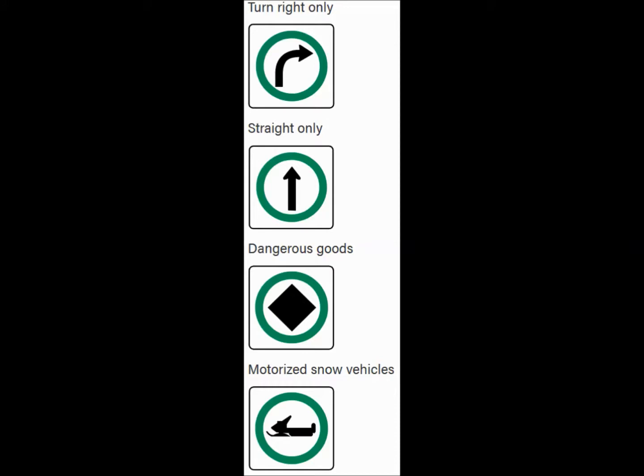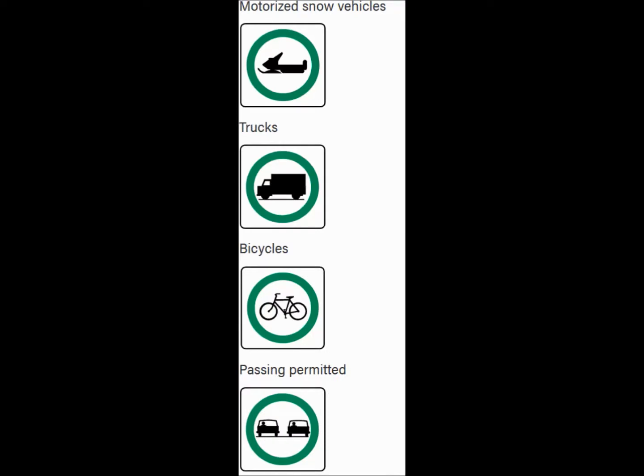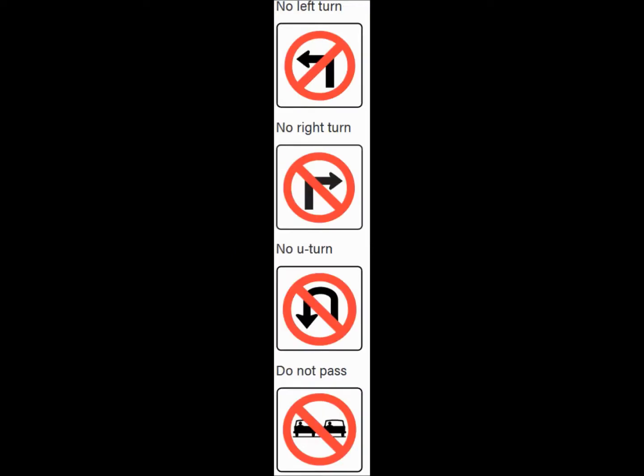Permissive signs. Permission signs are a green circle on a white square. The action within the green circle is permitted. Prohibitive signs. The symbol prohibiting an action is a red circle and a diagonal red bar on a white square. The action within the red circle is not permitted.